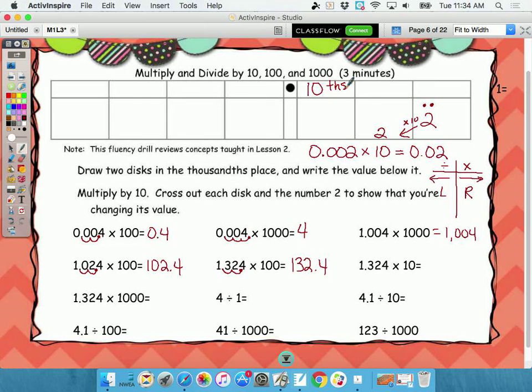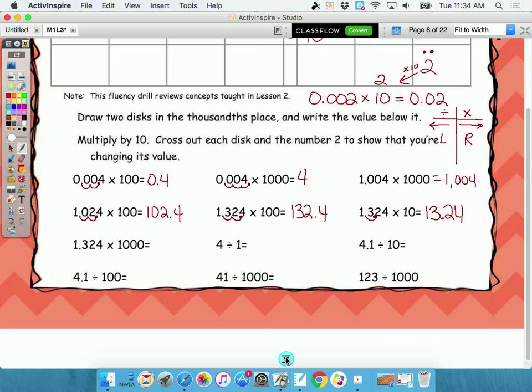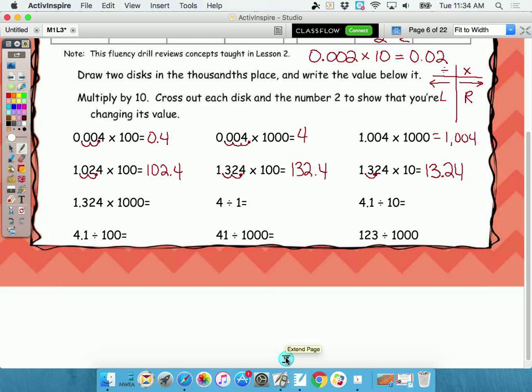Okay, Robert's group, what'd you get on the next one? You hop it 1 place value. We got 13 and 24 hundredths. Wow, I like the way you said that. Okay, moving on. Jesus's group, what did you get on this one?